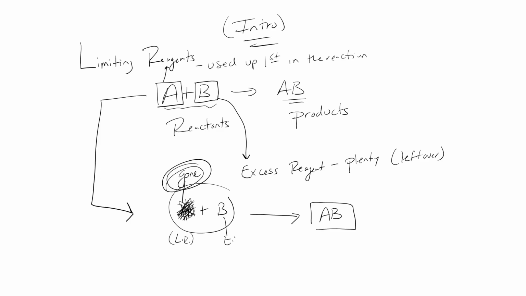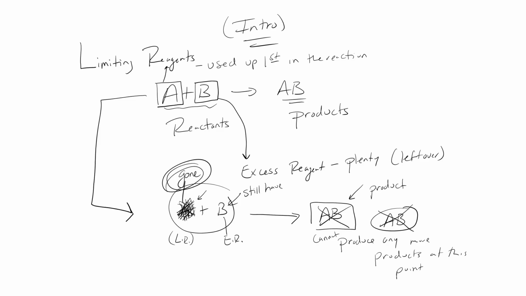Now, the excess reagent we have plenty of, so we will still have in this reaction some of the B present. Now, why is that really important? Well, if we look at our product here, the only way to produce that product is you need an A, and you need a B, with A and B coming together. At this point, we no longer have A, which means there is no possible way for you to produce any more products, because you have run out of our friend over here on the left, A.